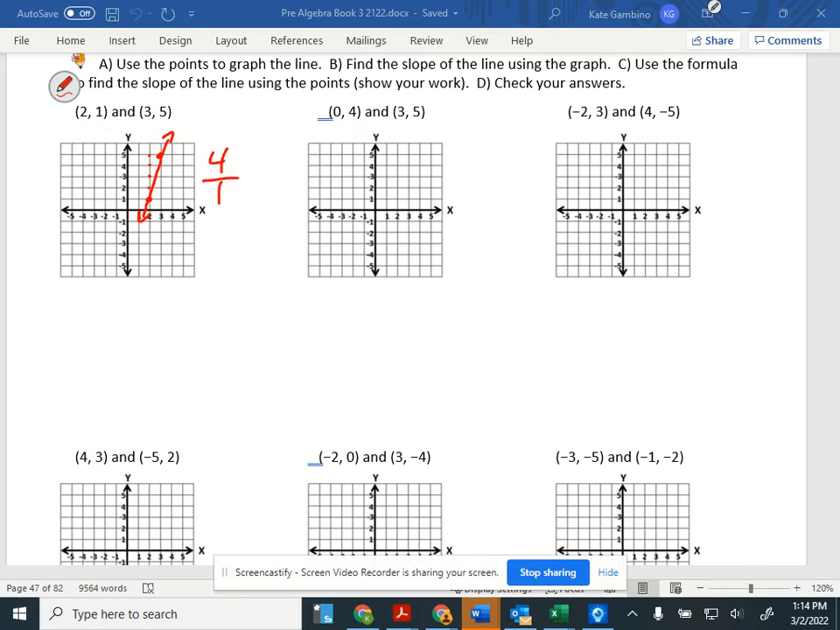So we have, I'm going to put this as my 1, that is my 2. So I'm going to put the y's first. Y2 minus y1, x2 minus x1. 5 minus 1 is 4, 3 minus 2 is 1. My slopes should be the same. Shocker, they're the same. Makes so much sense.